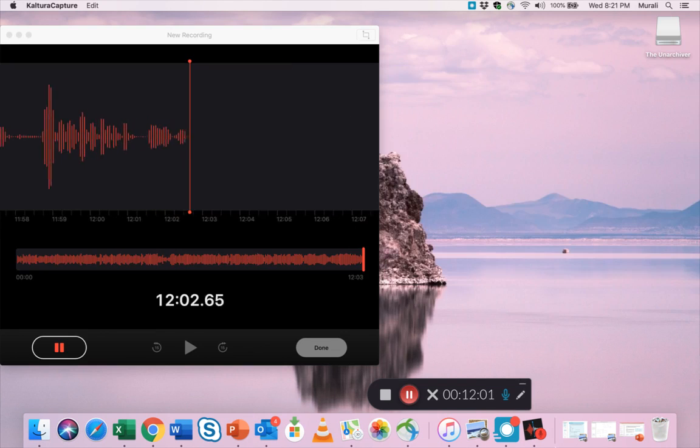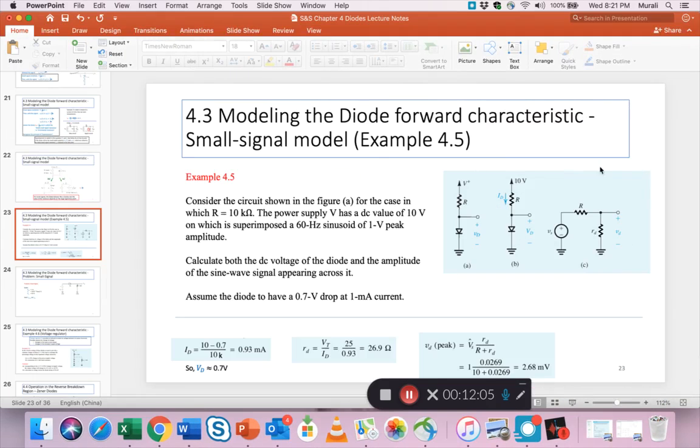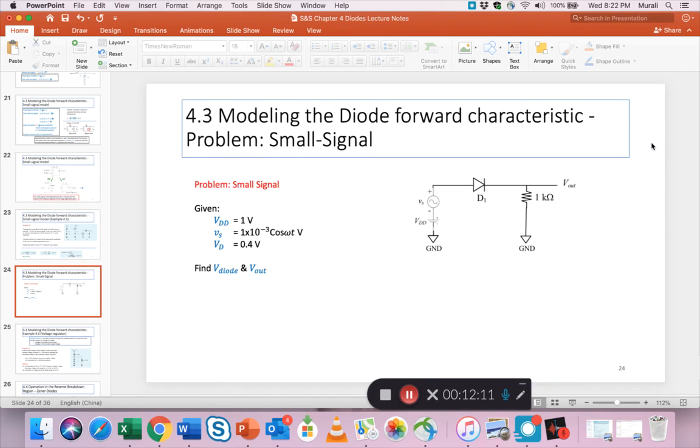I will move to my lecture again, and that was slide 23. I have another example also on small signal on slide 24. This time we'll do some adding up. We actually use the small signal model. So this is, I call it problem small signal. It's not from our textbook, it's from outside.